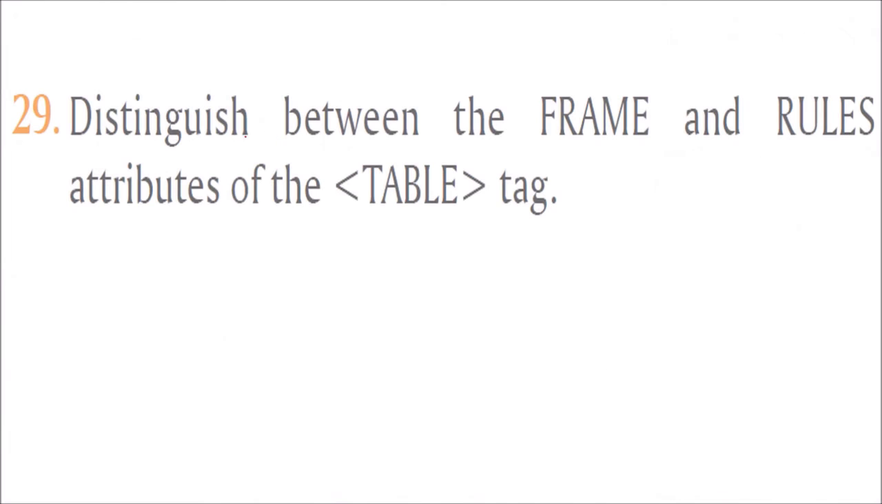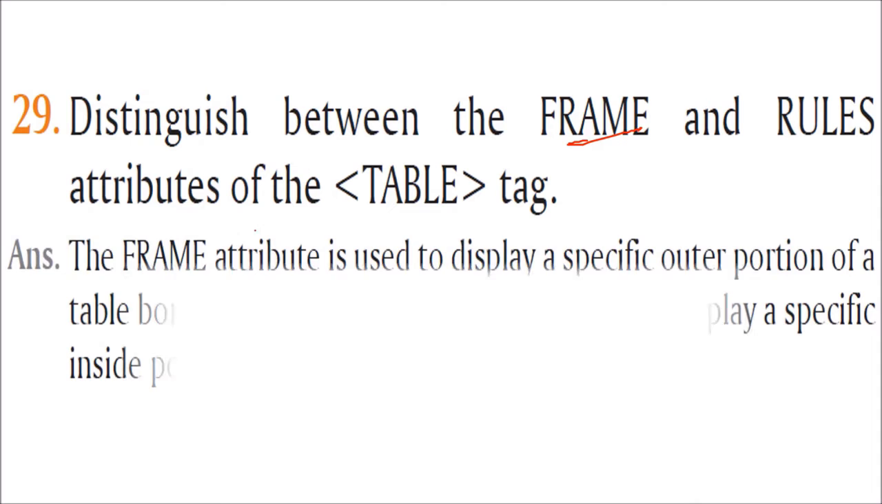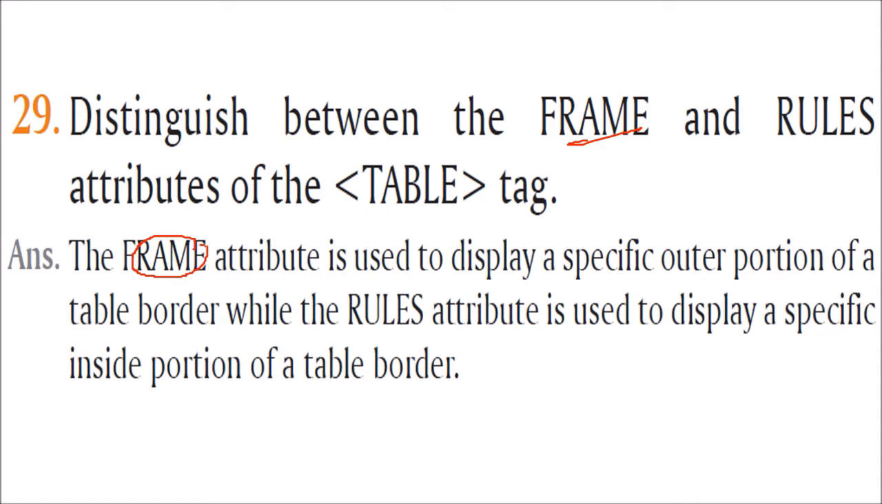Distinguish between the frame and rules attribute of the table tag. The frame attribute is used to display a specific outer portion of a table border, while the rules attribute is used to display a specific inside portion of the table border. Okay, if the table is like this, inside and outside, so frame and rules will be used.